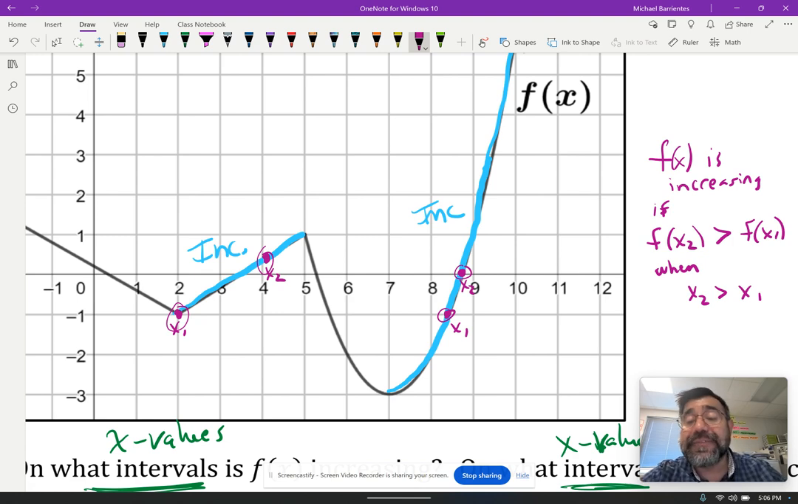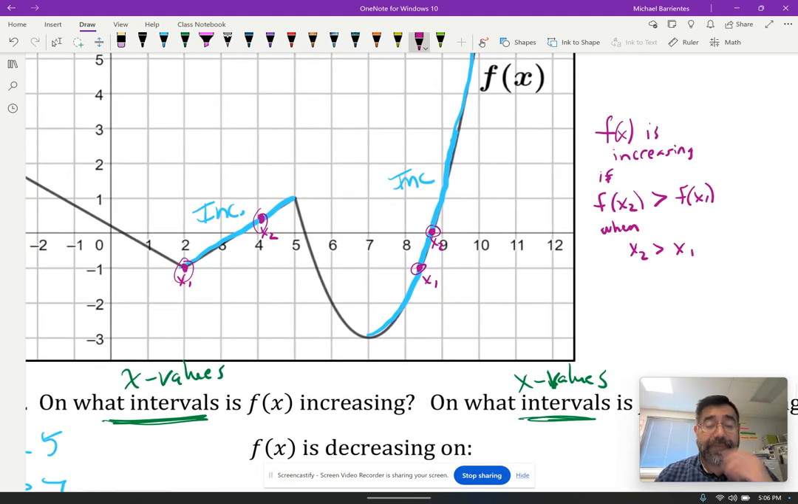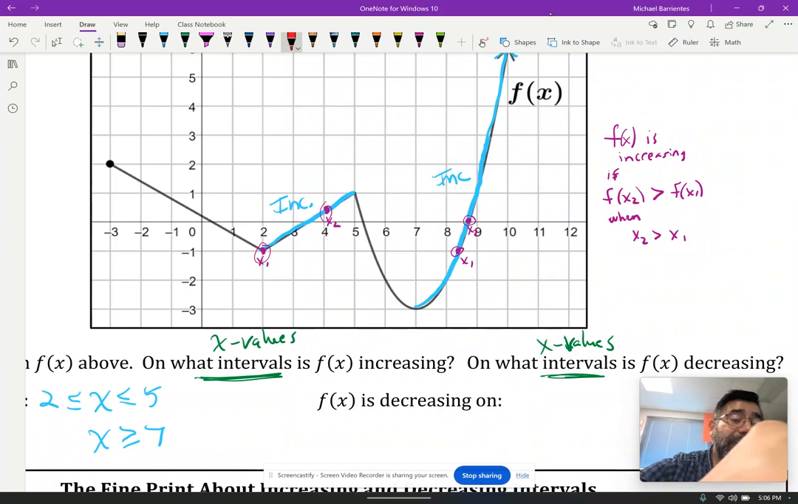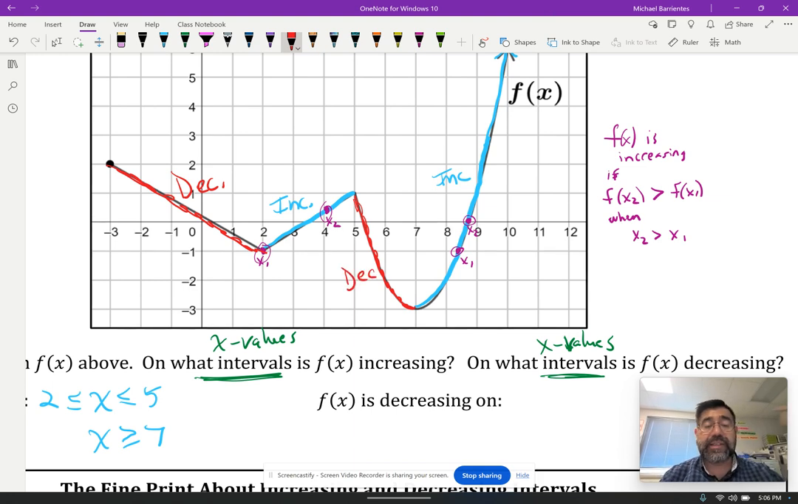Mathematically, this is the definition of increasing. Okie dokie. If that's the case, then where's the function decreasing? Well, the function is going to be decreasing in this section. I'm going to say DEC, period, for decreasing. And it's also decreasing in this section. And I'm going to call that DEC, decreasing.